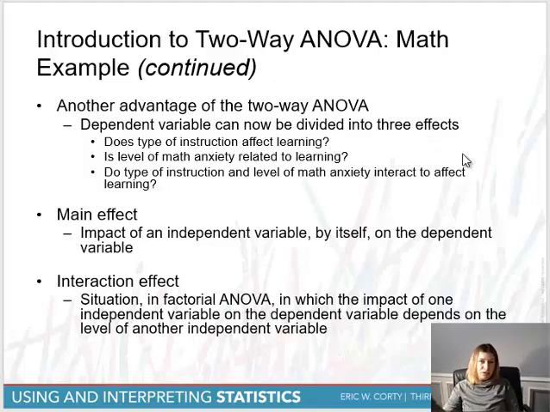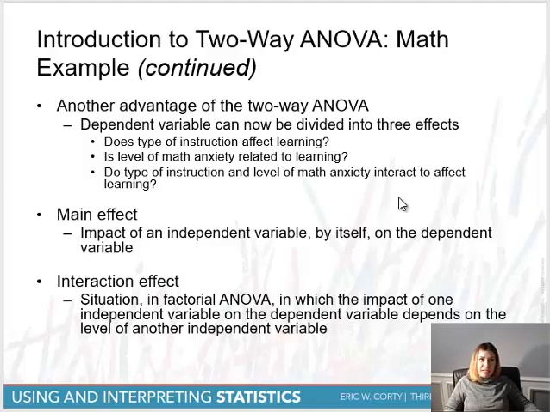So we can answer this first question: does the type of instruction you engage in affect learning? Second, is math anxiety related to learning? Does that have an impact? And lastly, does the combination of those two, type of instruction and level of math anxiety, interact to affect learning? These types of effects are traditionally referred to as main effects and interactions.